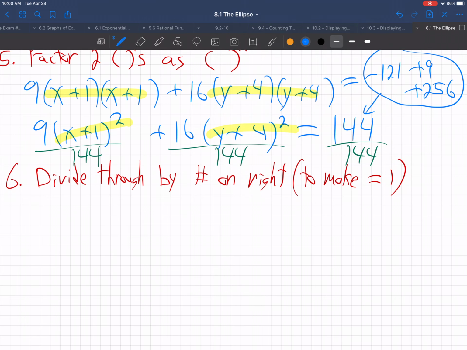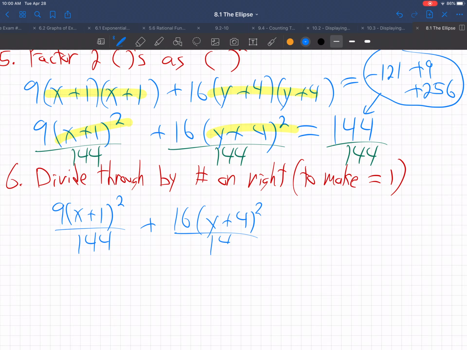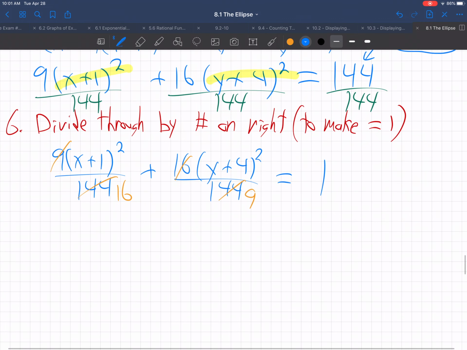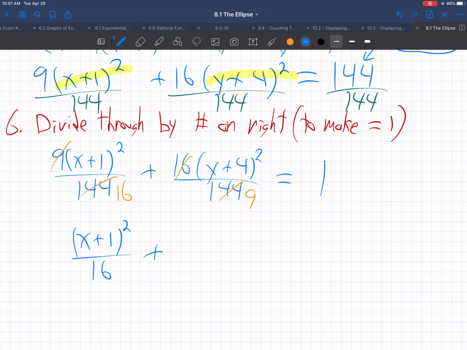Okay, so what becomes of this? Let me write it down here. 9 times (x plus 1) squared over 144 plus 16 times (y plus 4) squared over 144 equals 1. And then we can simplify this. 9 goes into 144. What is it? Just divide on your calculator. I'm getting 16 times. 16 goes in there 9 times. So then we basically got it. It's (x plus 1) squared over 16 plus (y plus 4) squared over 9 equals 1.